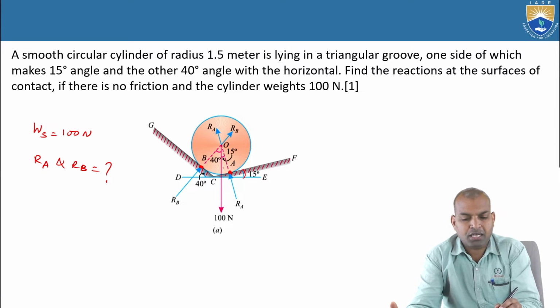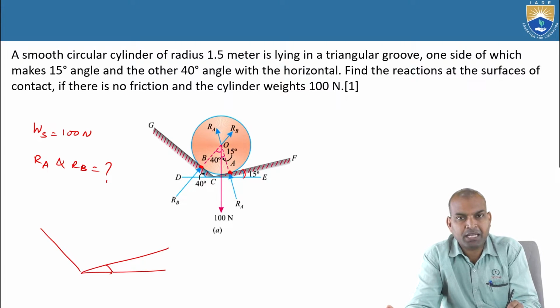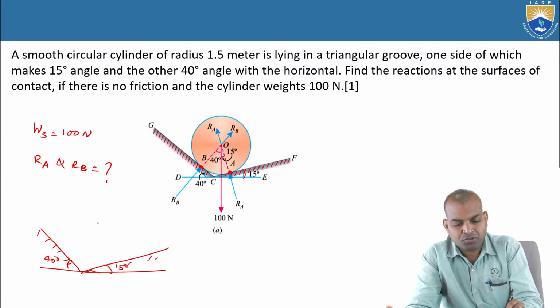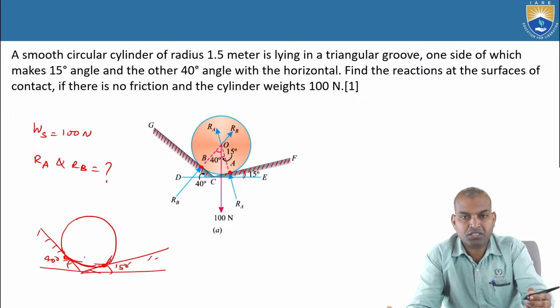So these surfaces have inclinations, making angles. What are the angles here? That is 15 degrees and 40 degrees. So here the cylinder is in contact, is in touch with the surface. These are the contact surfaces. What are the reactions?